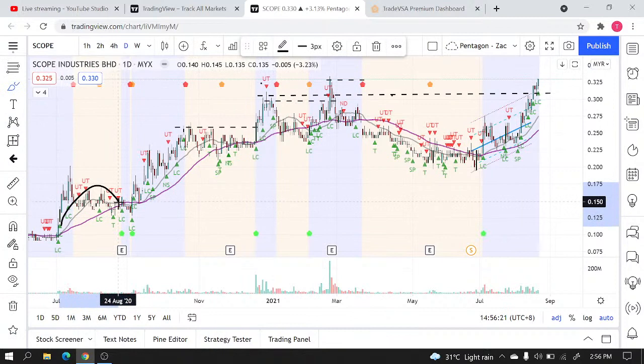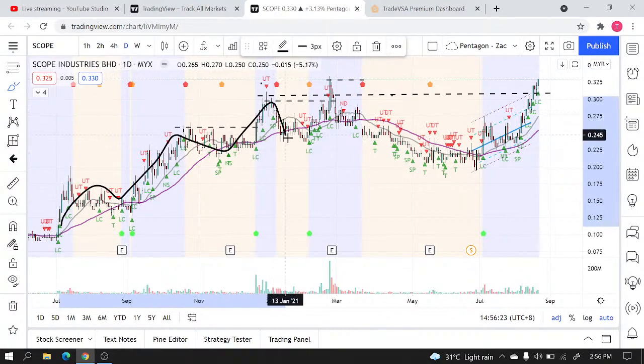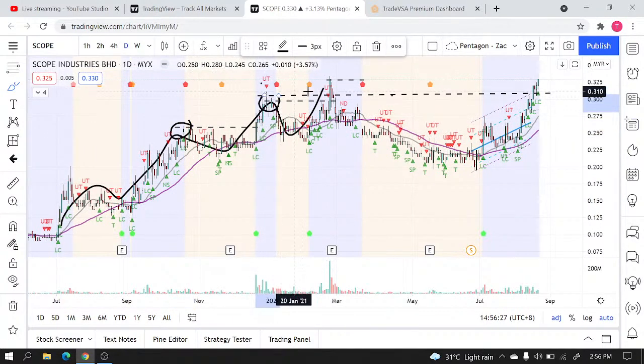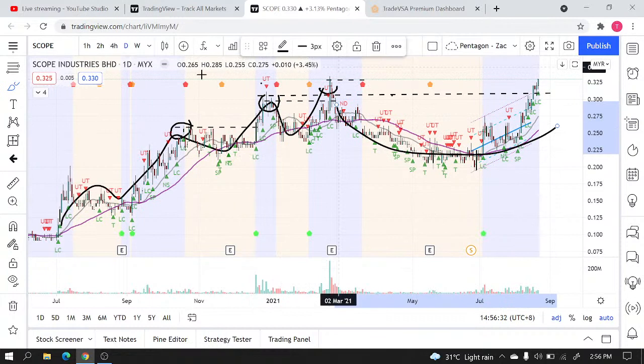Healthy pullbacks. So after moving for a few rounds, 1 2 3, the high is getting smaller and narrower before a reaccumulation.